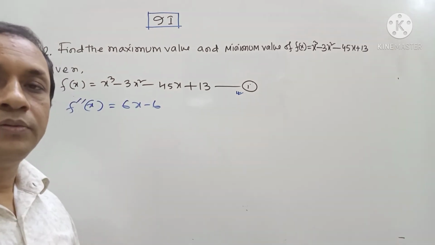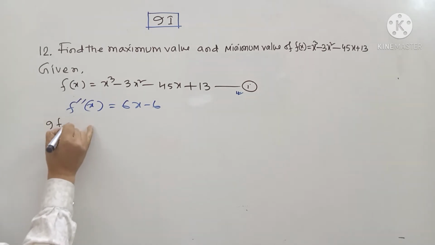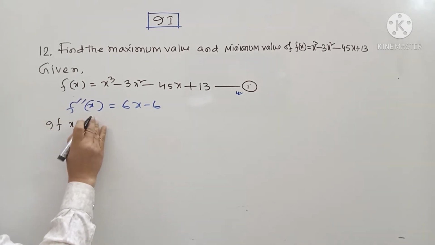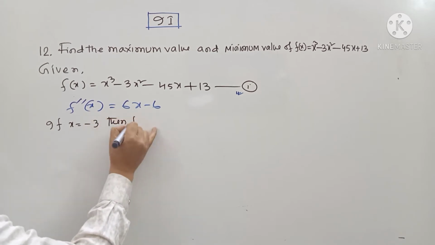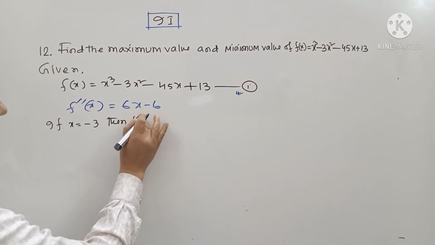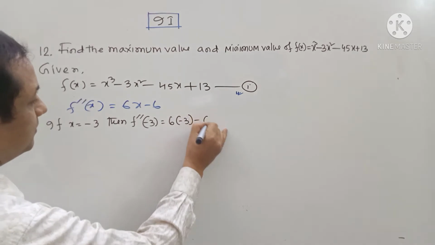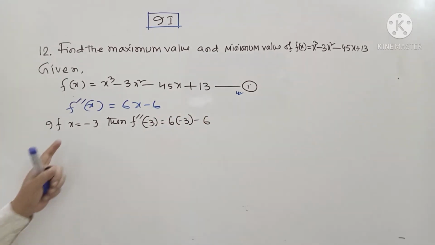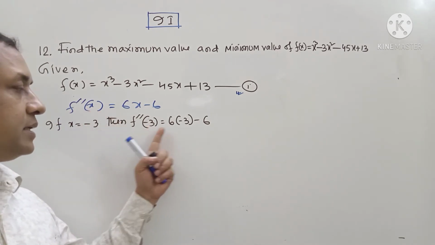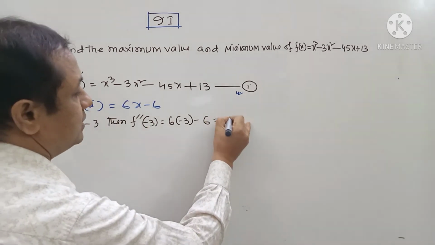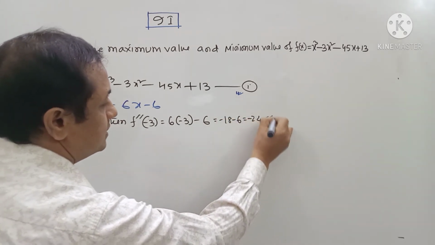So student, again, if x equals minus 3, look at the board. If x equals minus 3, then f double prime of minus 3 equals 6 into minus 3 minus 6. Putting the value of x, f double prime of minus 3 equals minus 18 minus 6, which is minus 24, less than 0.